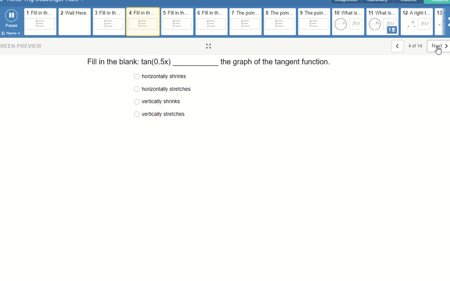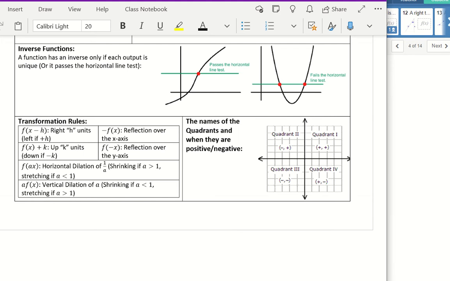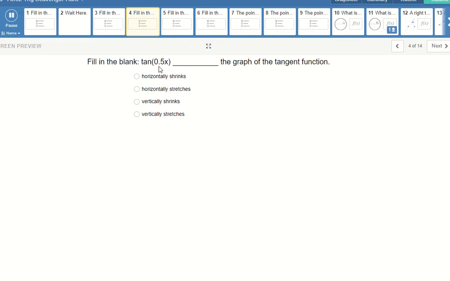Let's see, fill in the blank, tangent of 0.5x. Does it horizontally shrink or horizontally stretch? So then we're going to go back to our notes. Notice when the multiplier is inside the parentheses, it's a horizontal dilation of 1 over whatever that number is, which means it shrinks if that's a bigger number than 1. If the number is less than 1, like if it's a fraction, like in this case it's 0.5, it means it's going to get bigger. It's going to horizontally stretch it.